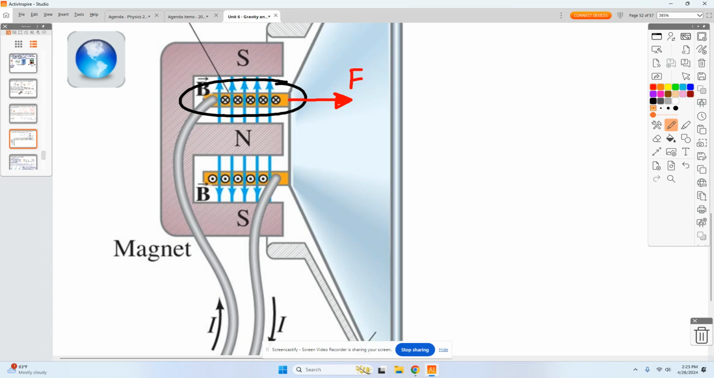What's the direction of that force? It's to the right. So look, I take my fingers, I put them in the direction of I, I curl them down, and my thumb points to the right. So that cone would be pushed that way with both top and bottom. Does that make sense? It's being pushed to the right.